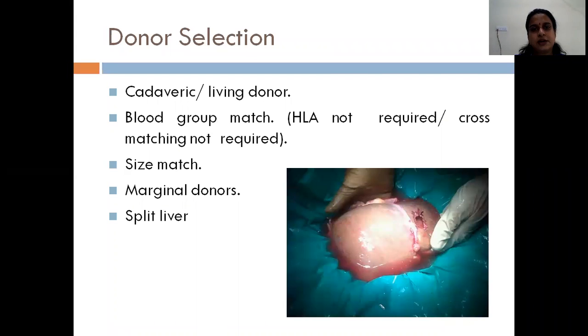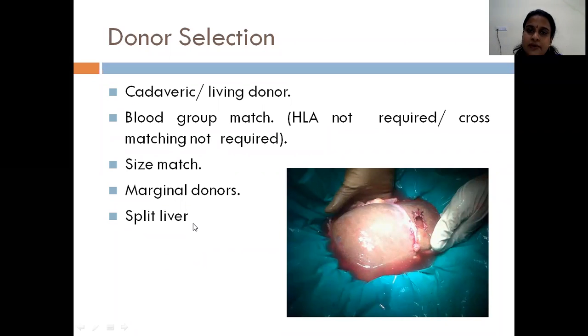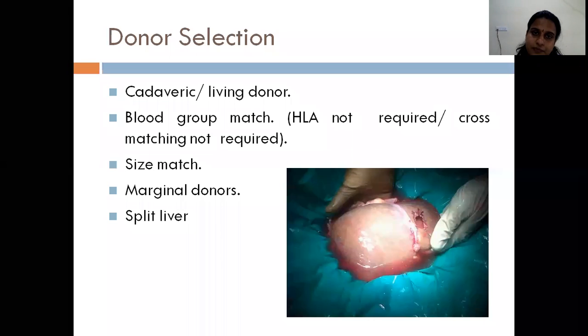Always standard donors are to be taken into consideration, but in certain cases of liver transplantation, even marginal donors can be considered. There is this concept of split liver grafting, which is very important, wherein the donor liver is divided into right and left half. If it is a deceased donor liver, then it is divided into right and left half, and the left half is given to a child with a need for transplantation.